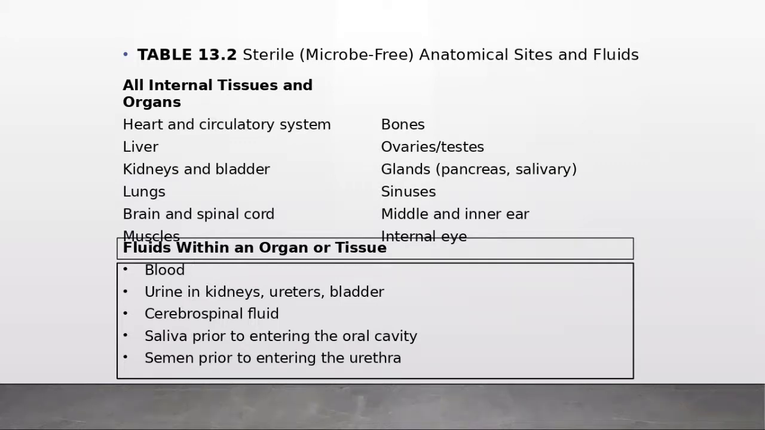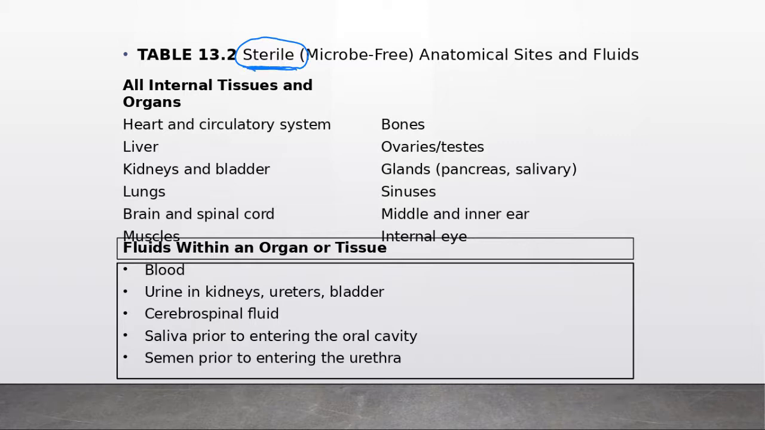So Table 13.2 is showing us the sterile tissue. It means that the sterile tissue has to be sterile from all types of microorganisms, including the normal flora. If the sterile tissue is invaded by flora, whether pathogenic flora or the normal flora, then there will be infection. So infection is happening actually in the sterile tissue.